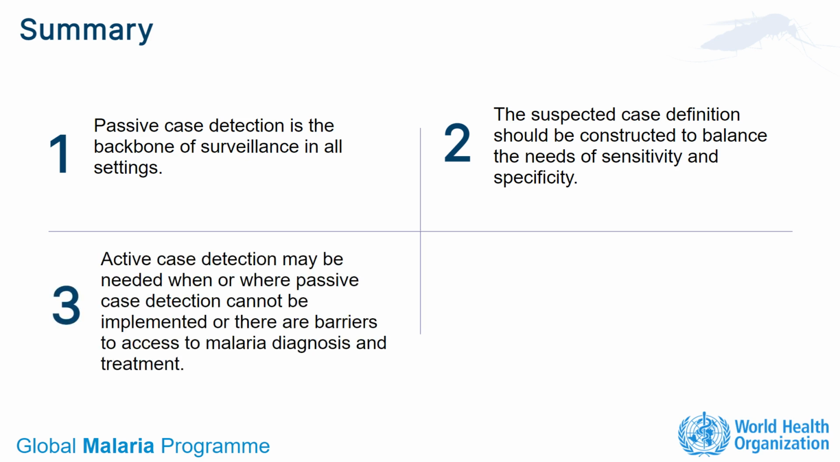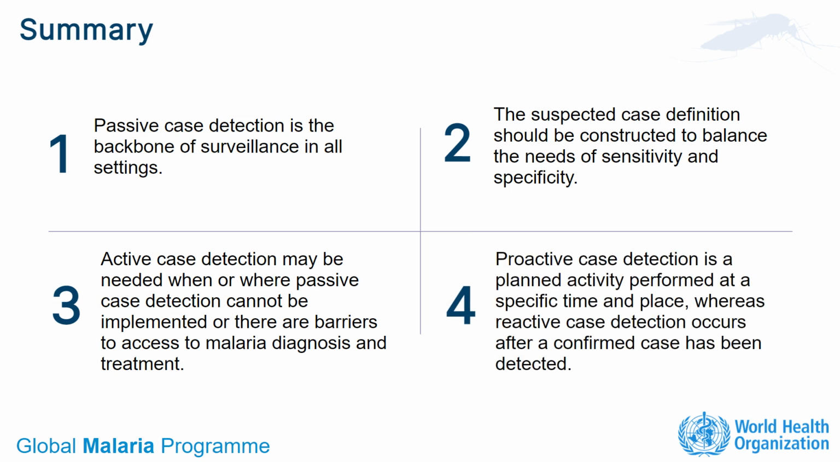There may be situations in which active case detection is needed to supplement the passive case detection. These situations could include hard-to-reach areas, populations without legal access to healthcare, or emergency situations. There are two types of active case detection. Proactive case detection is planned in advance, whereas reactive case detection is triggered by the identification of a confirmed case and takes place in and around the likely location of infection.